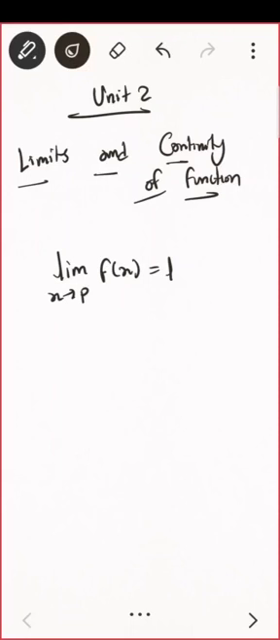Yes, I'll give you a little bit of a hint. For all epsilon positive, for all epsilon positive. Anybody else? Can you complete this?